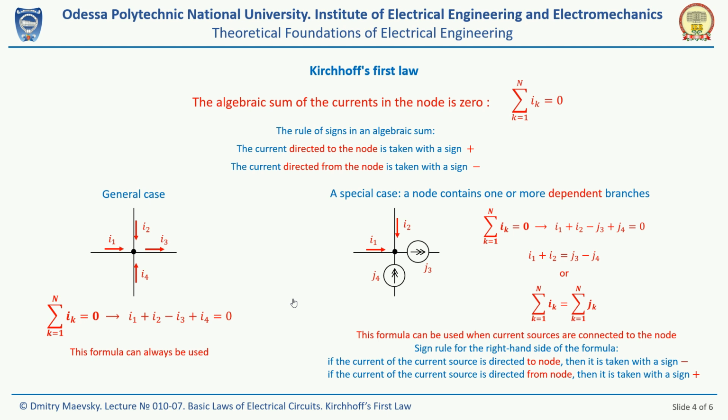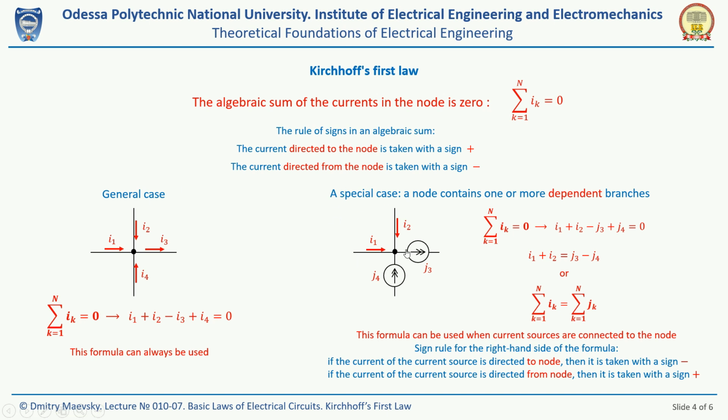This form of recording Kirchhoff's first law is the general case. It can be used for all electric circuits in all operating modes. But there is another form of writing Kirchhoff's first law, which is a special case of the previous one.